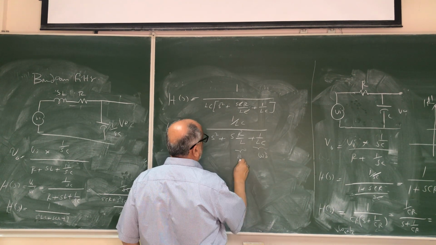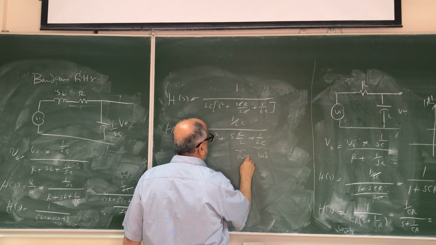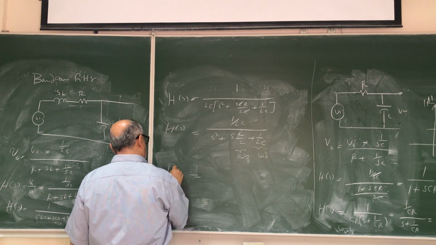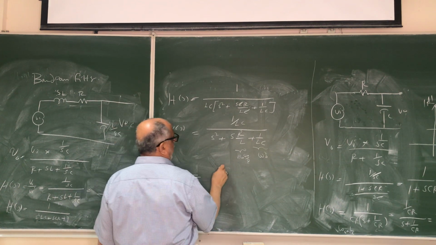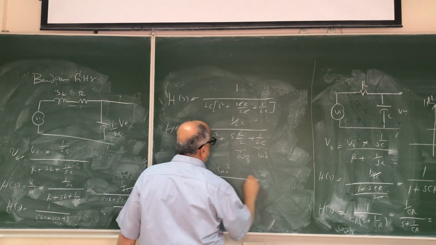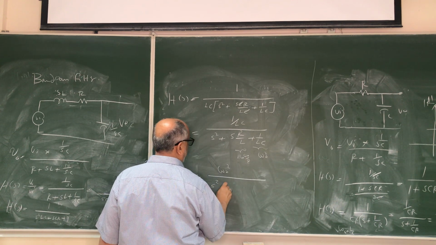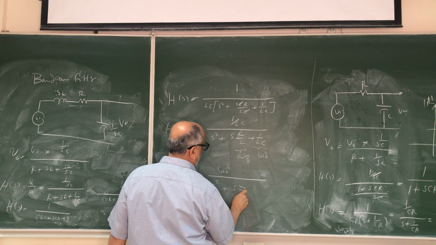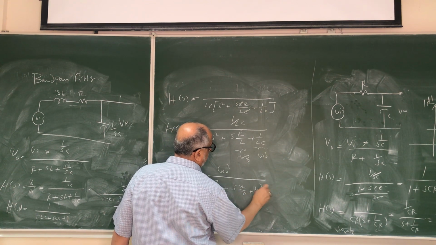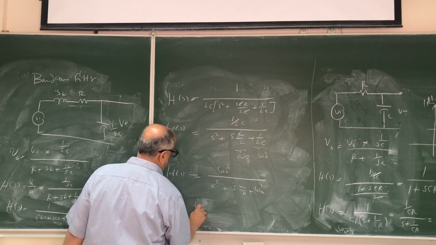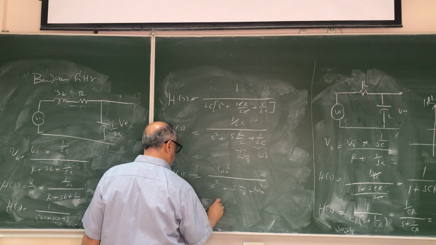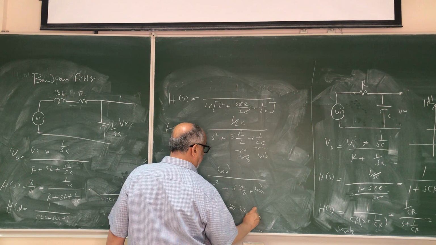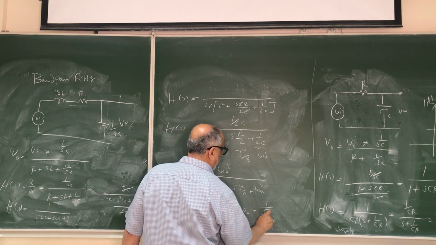Omega naught over Q. And this one is omega naught square. So we can write it as H of S is equal to omega naught square divided by S square plus S omega naught over Q plus omega naught square, where omega naught square is equal to 1 over LC, and hence omega naught is equal to the square root of 1 over LC.